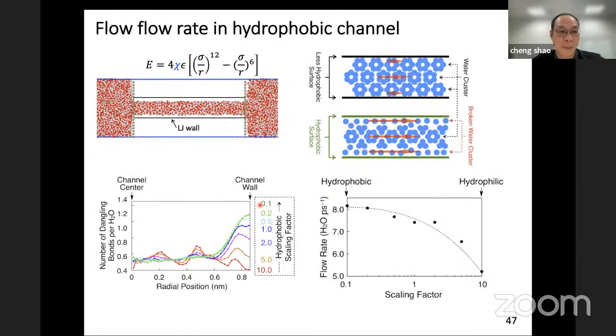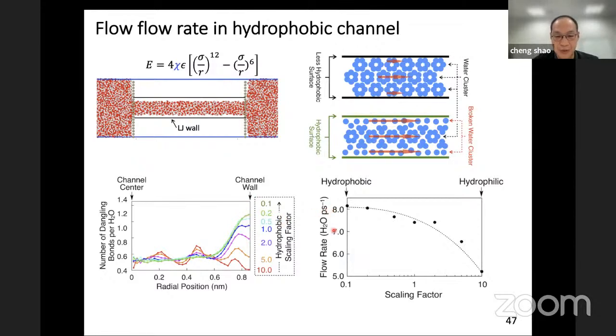In the last part, I will talk a little bit about the flow rate of water in large channels. So basically, we're using a molecular dynamics system to simulate the transport of water in the small holes from the left side to the right side, and the interaction between the water molecules and the wall is modeled by the Lennard-Jones potential, and we add some tuning parameters to tune the hydrophobicity of the wall. From this figure, we can see that as the wall changes from hydrophilic to hydrophobic, the number of dangling bonds in the water cluster is increased a lot in these regions.